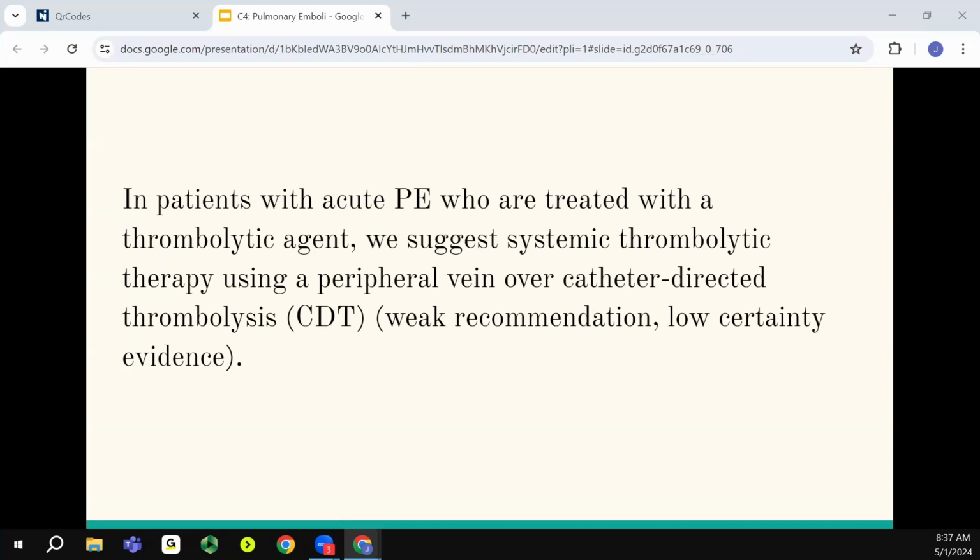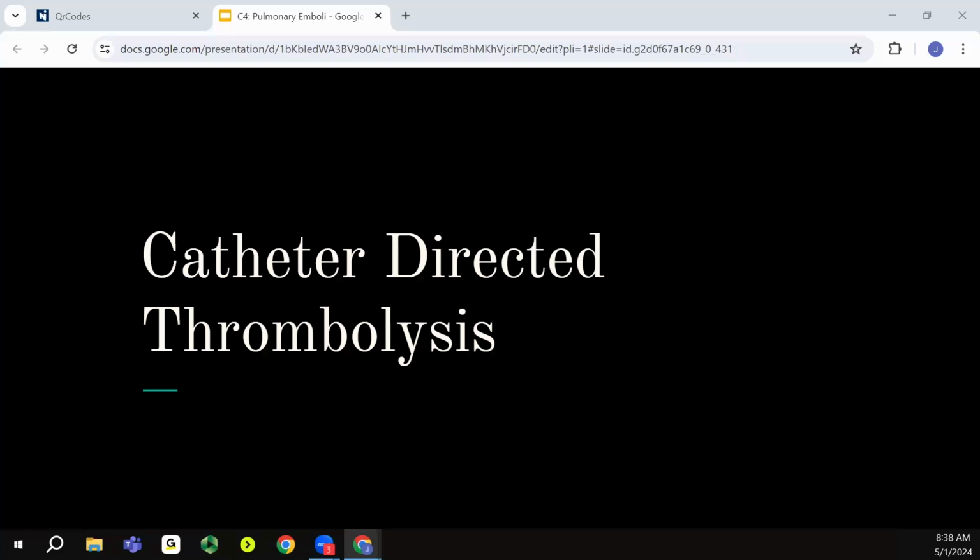Since their last update, there were a few small prospective trials, but none of them had data to sufficiently give them reason to change the statement. And in addition to CHEST, similar guidance was issued by the European Society of Cardiology in 2022 and the American Society of Hematology in 2020. Systemic thrombolytics over catheter-directed thrombolytics if the patient can get thrombolytics. So then we will talk about catheter-directed thrombolytics as our next topic.